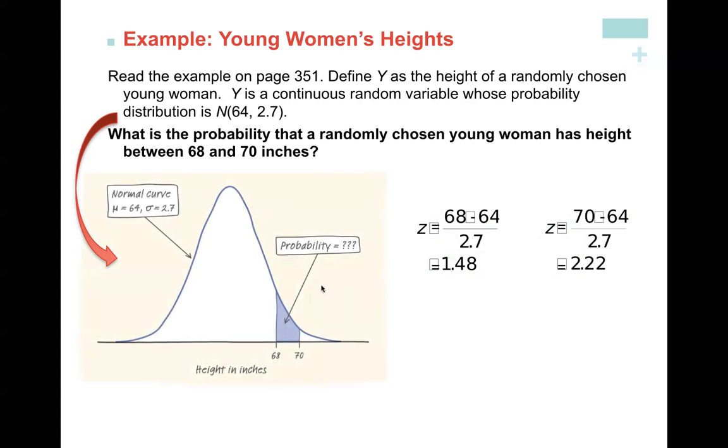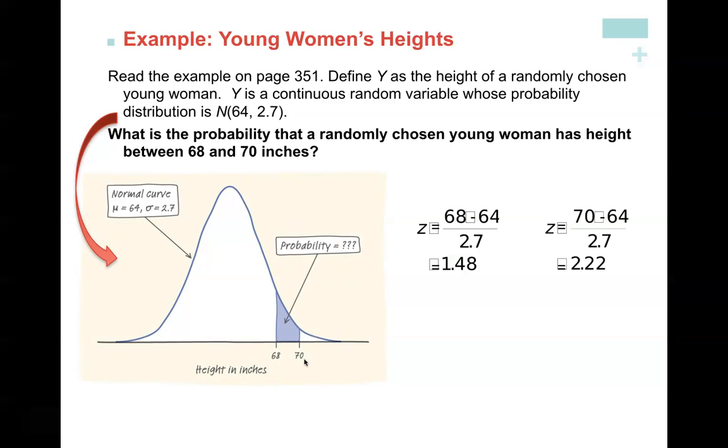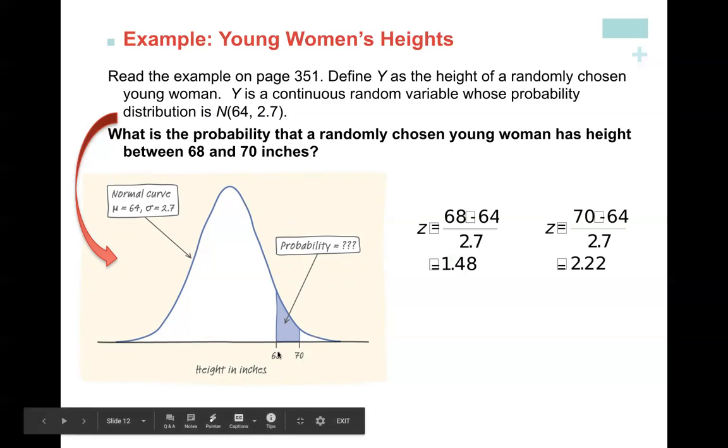But technically how we teach that is, let's go ahead and graph. Let's draw the diagram of the entire distribution. The mean is 64, with 2.7, 2.7. So here's our interval of interest. What is the probability that X, or in our case, capital Y, is between 68 and 70? So that's a compound inequality. What is the probability that 68 is less than or equal to Y is less than or equal to 70?